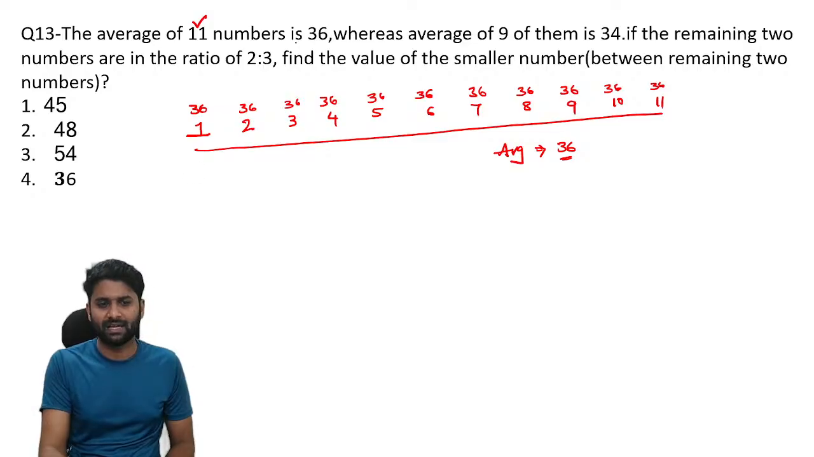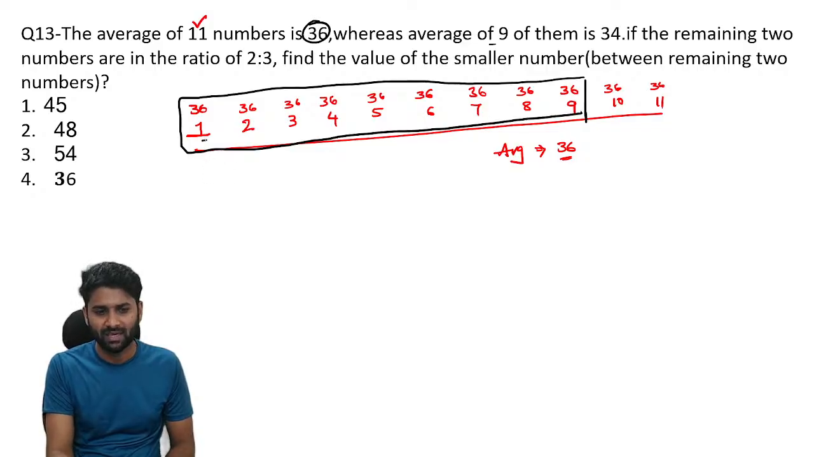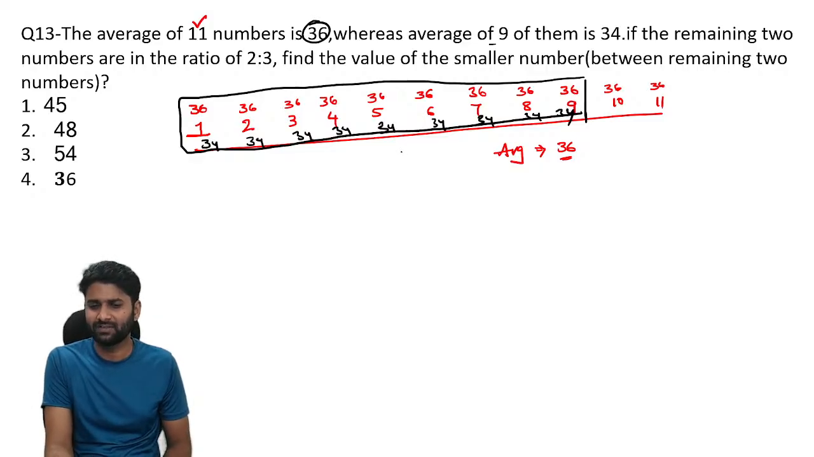But the data says that average of 11 numbers is 36. Average of 9 of them is 34. It means if each and every number is 34: 34, 34, 34, and 34. But if you observe, the original average is 36, but if you calculate only 9 numbers, 34 is the average. You can find the difference. Still it is 2, the average is less.